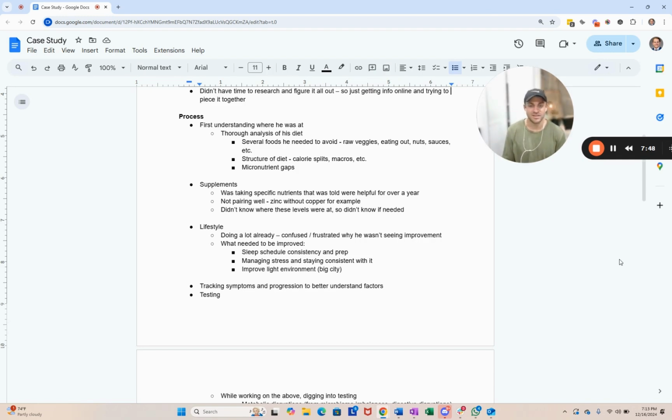If you have plenty of zinc and you're not deficient in zinc and you supplement a bunch of zinc, that doesn't make much sense, especially in his case, because he was doing it without copper. His copper levels were pretty low. This was just one example, but there were several nutrients that he was supplementing for a very long time. No cycling, no real strategy behind it, many of which were probably creating more issues than they were solving.